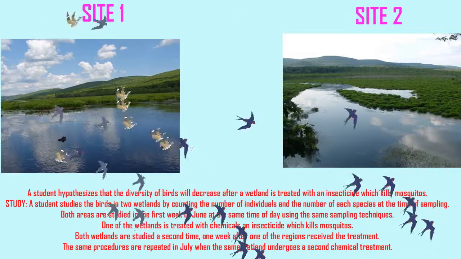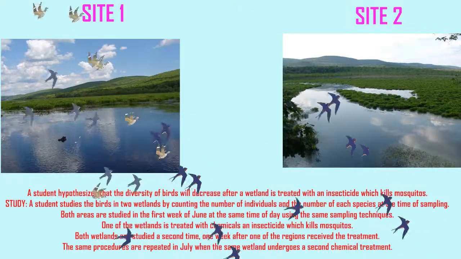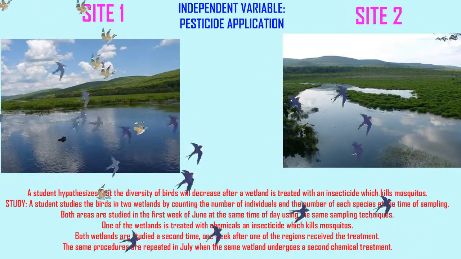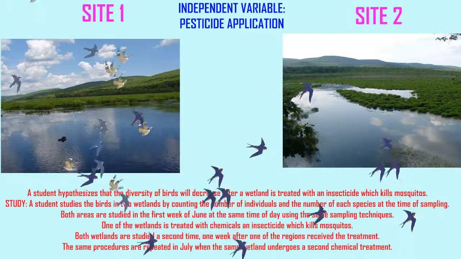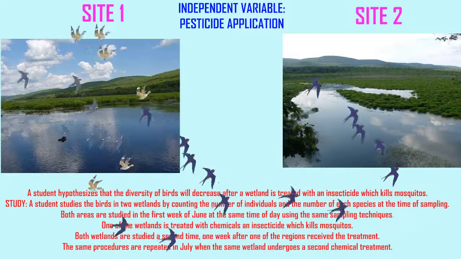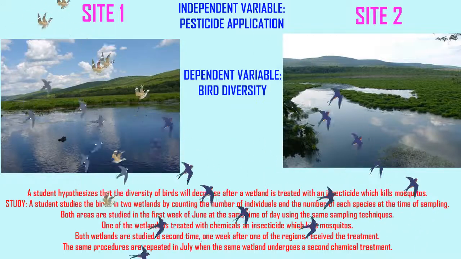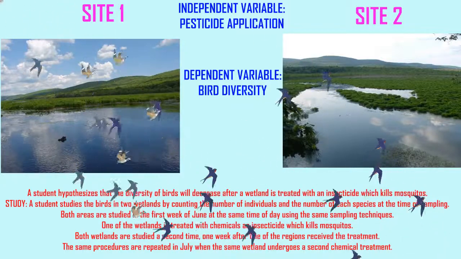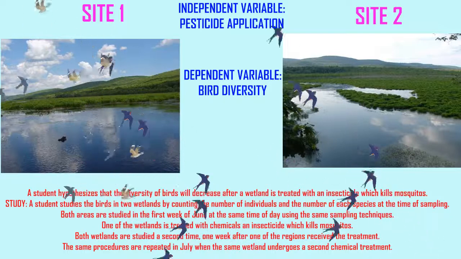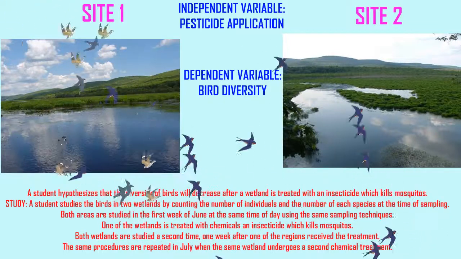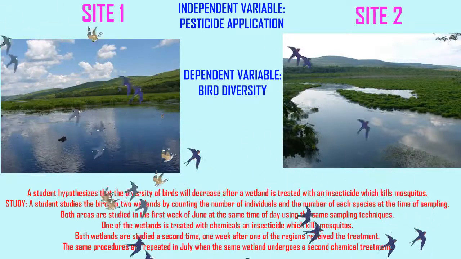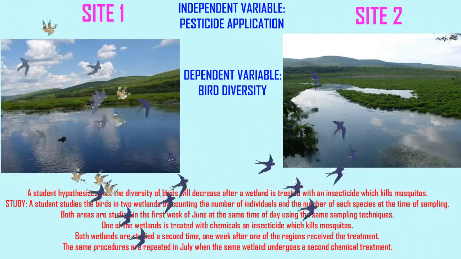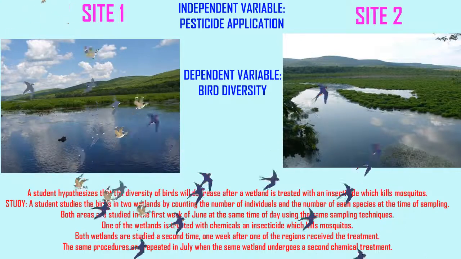In this example, the application of the pesticide is the independent variable. It is not affected by birds or any of the other aspects of this study. The diversity of birds is the dependent variable. It might change dependent on the first independent variable. So whether or not the chemical was applied, this may affect the diversity of birds.